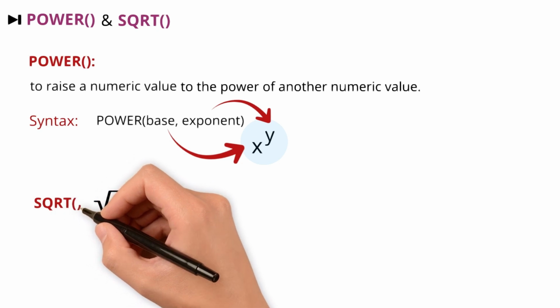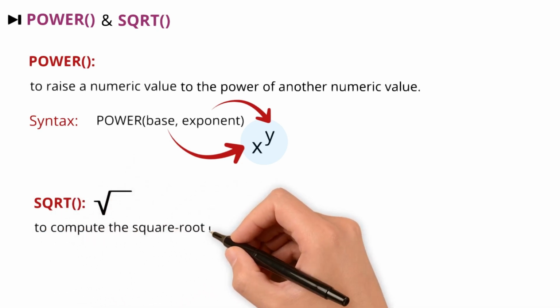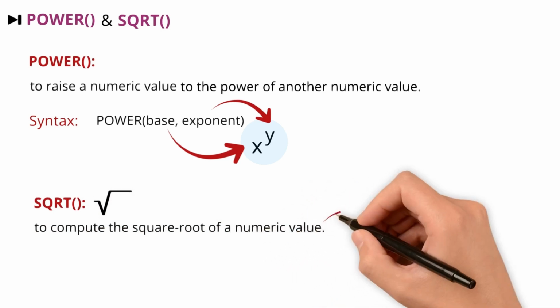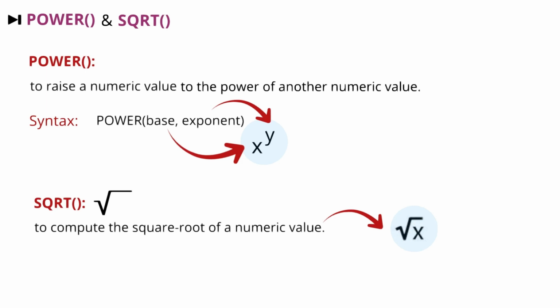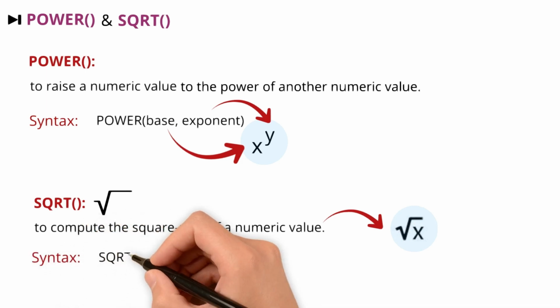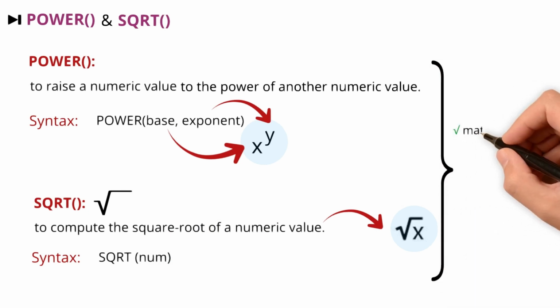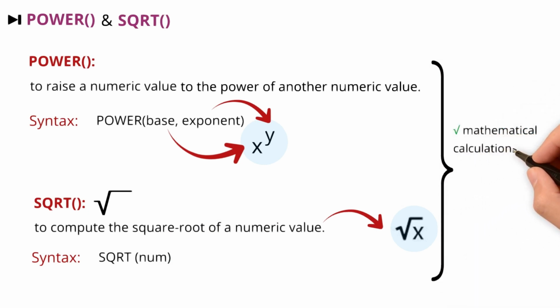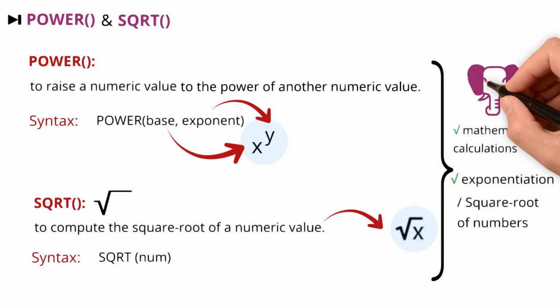In short, SQRT function. This is used to compute the square root of a numeric value. It returns the non-negative square root of a given number. The syntax is direct, SQRT of a number. These functions are particularly useful in mathematical calculations and in scenarios where you need to perform either exponentiation or find the square root of numbers. Let's see some examples.